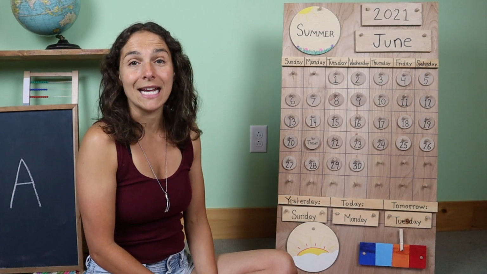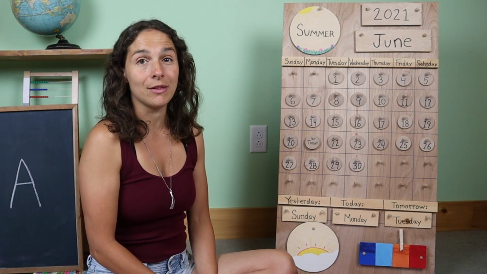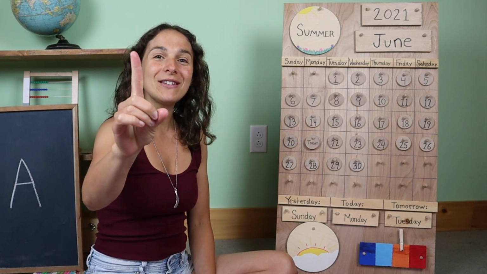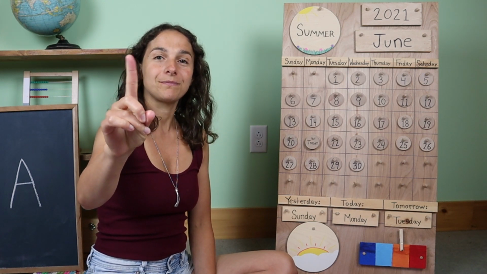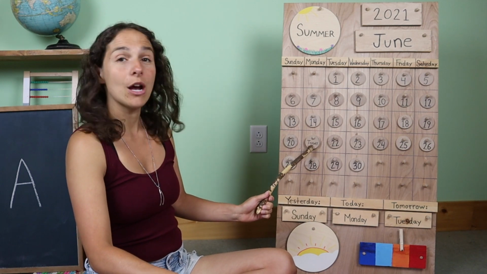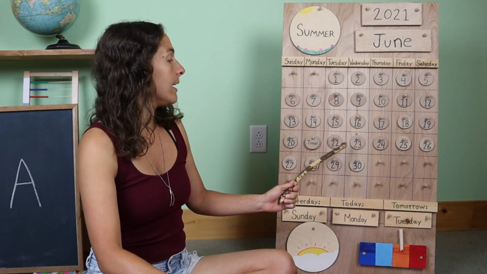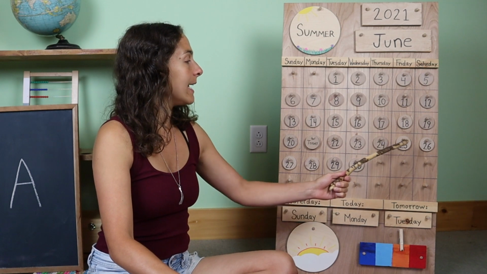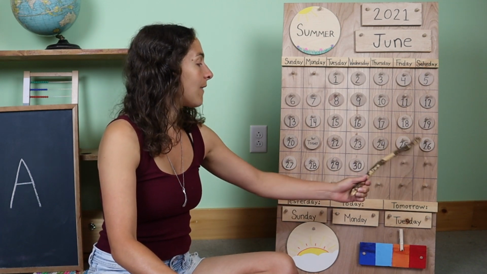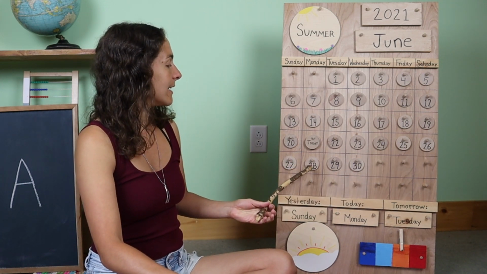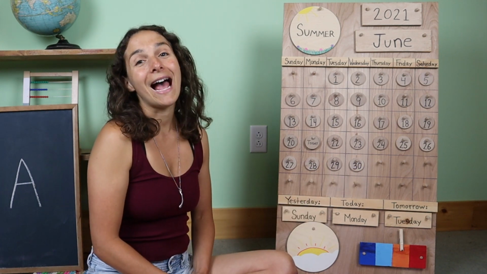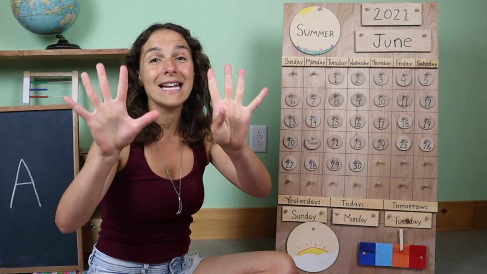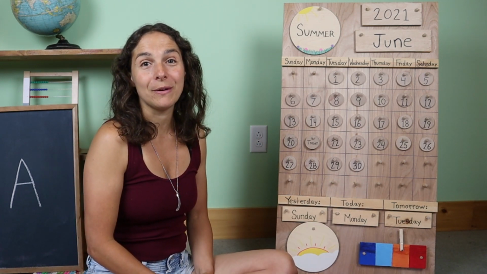Friends, because the month of June is almost over, let's use our counting fingers and let's count the remaining days, or the days that are left in the month of June. So get those counting fingers out and let's warm them up to give them a little stretch. After today, we have 1, 2, 3, 4, 5, 6, 7, 8, 9. After today, we have 9 days left in the month of June.